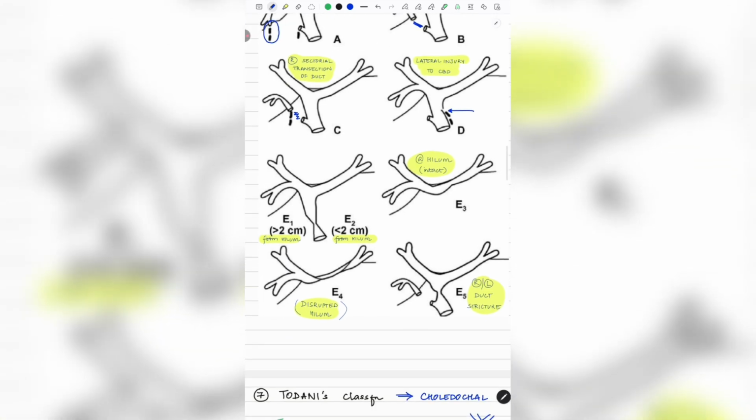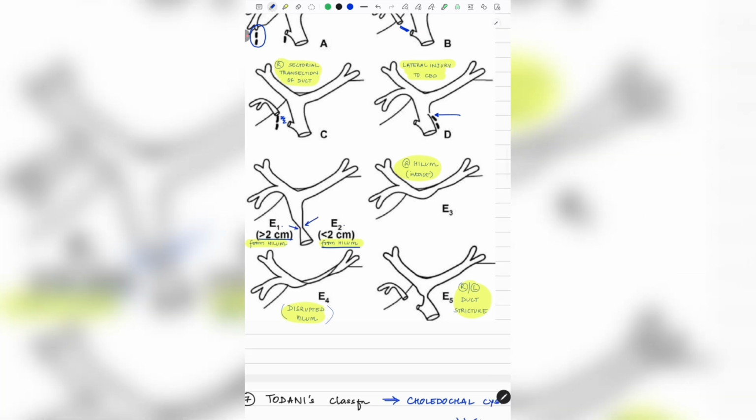Fifth one is depending upon the hilum, how far the duct injury is. If it is more than 2 centimeter, then it is E1. If it is less than 2 centimeter from the hilum, then it is E2. Okay, don't forget. See here, this is the defect or stricture.